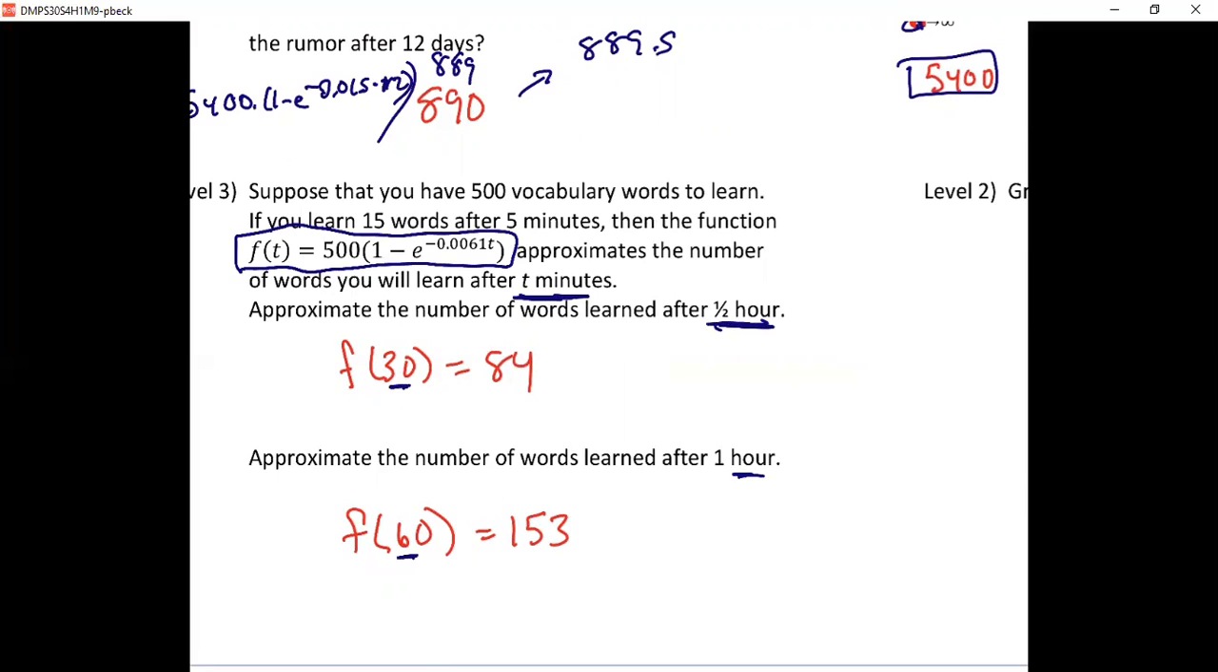Now, one of the things that this should show is that in the first 30 minutes, we learned 84 words. In the next 30 minutes, we learned, with some quick subtraction skills, 49 words. So you can see that we're learning fewer and fewer words, which is the idea behind decay, or exponential decay.